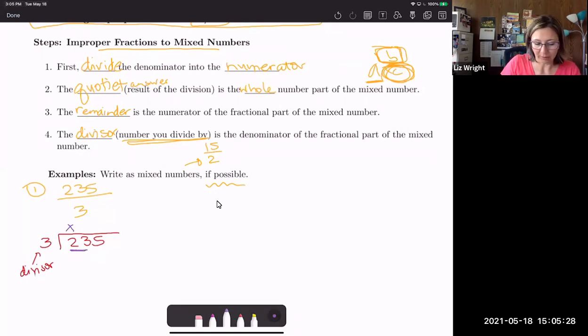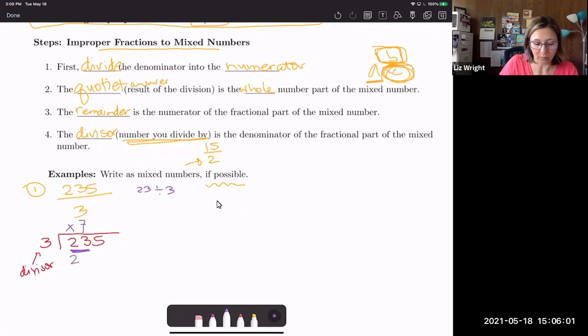Now we look at 23 and we say, how many times can 3 go into 23? You might need to think about that for a minute. If you're not sure, you can take 23, put it in your calculator and divide it by 3. Or you just say, okay, I know 7 times 3 is 21 and 8 times 3 is 24. So 7 is going to be my answer here, because 8 would be too high. So 3 goes into 23 7 times.